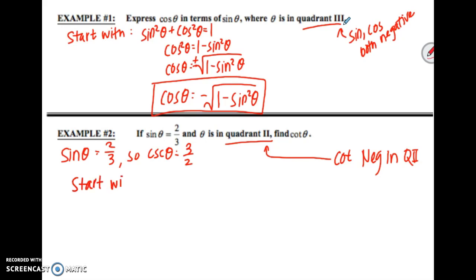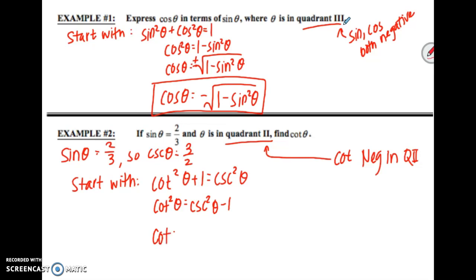This time we're going to start with cotangent squared of theta plus 1 equals cosecant squared of theta, because we're trying to find cotangent, so we want to start with something that has cotangent in it. So then just solving for cotangent of theta, we have to first subtract 1. So cotangent squared of theta equals cosecant squared of theta minus 1. And then taking the square root, cotangent of theta equals the square root of cosecant squared of theta minus 1. And again, anytime you take the square root, you're left with two answers, positive and negative. Since we know that cotangent is negative in quadrant 2, we're going to have cotangent of theta equals negative square root of cosecant squared of theta minus 1.